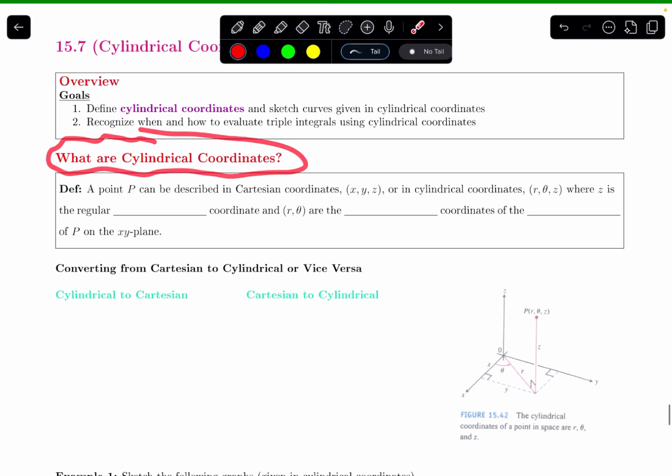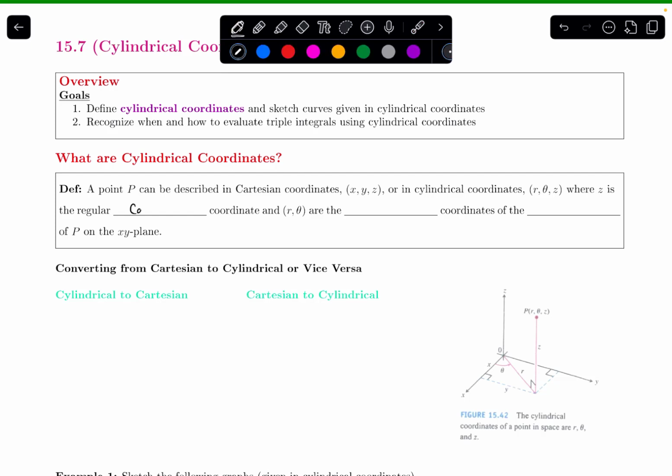They're a three-dimensional version of polar coordinates. So we've seen that a point P can be described in Cartesian coordinates, x, comma, y, comma, z. We can also do it in cylindrical coordinates, which will keep track of r, theta, and z. So z is going to be our regular Cartesian coordinate, the z that we are used to. R and theta are going to be polar coordinates of the projection of our point on the xy plane.